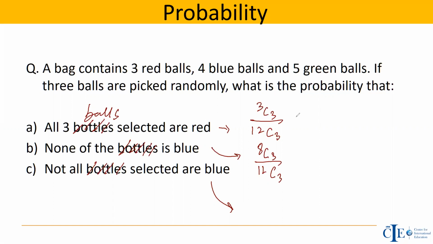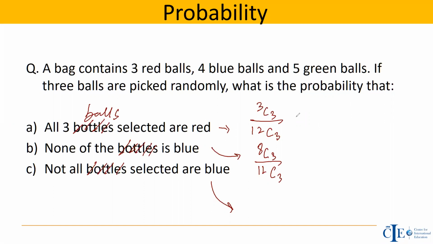It says at random, right? At random means you're just putting your hand in and picking all the three together. That is what you mean when you pick three balls at random. You're not picking the first and then the second and then the third. There's a box, you just go and pick all three together. So the ordering doesn't matter here in any of the cases.